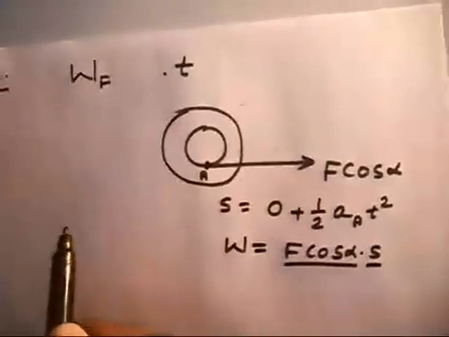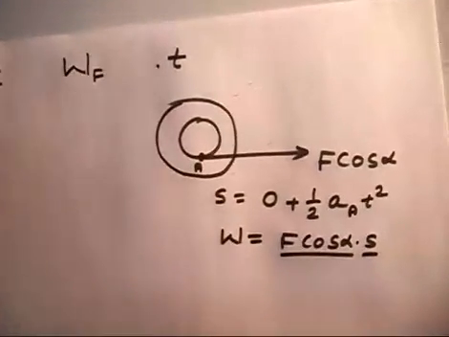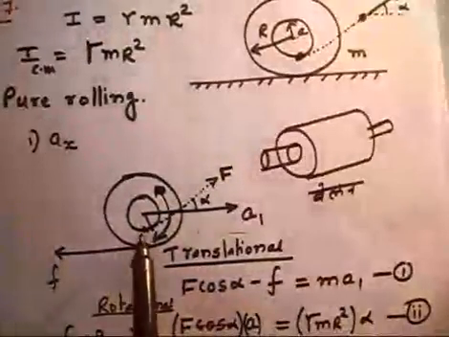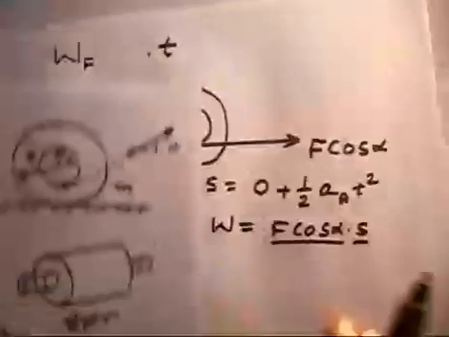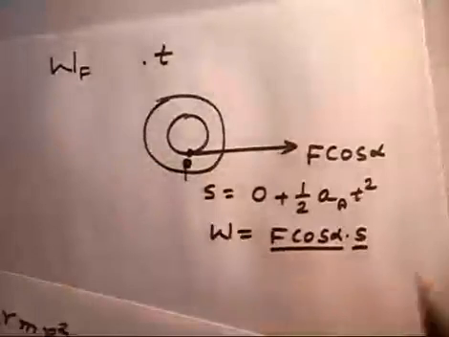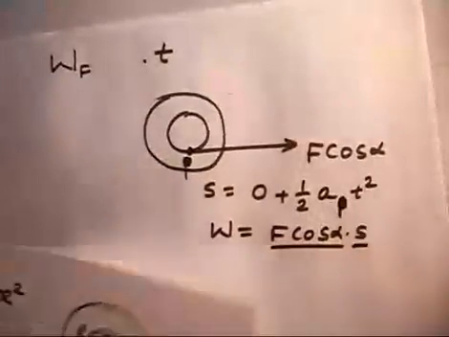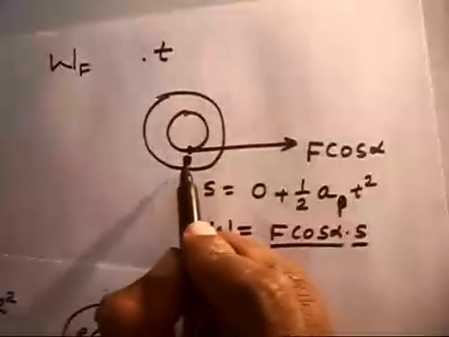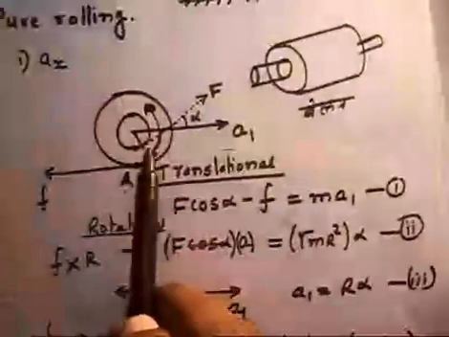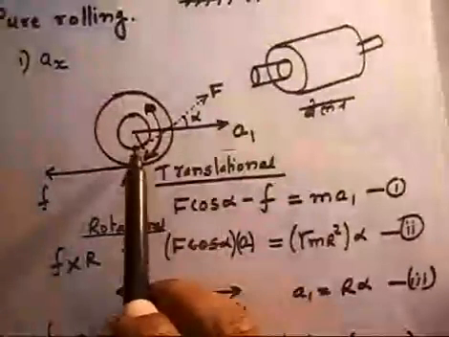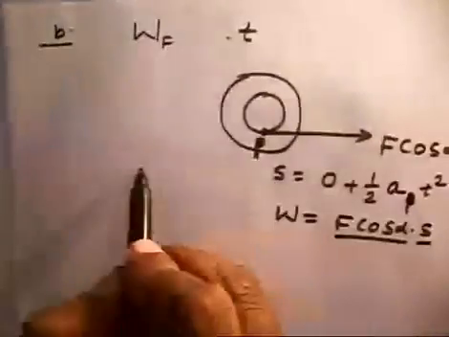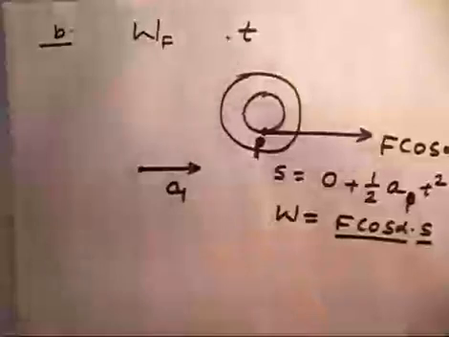Now if you see the previous figure, the acceleration of this point, let us call this point P, because A I have already used. So I can find the acceleration of point P. The center of mass has acceleration A1 in this direction, so this point P will also have A1 in this direction.